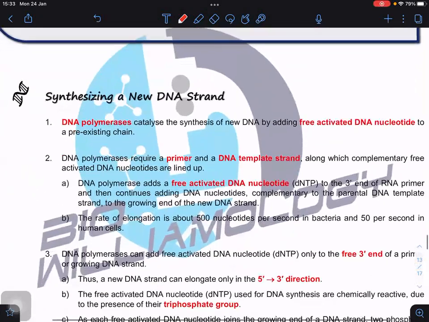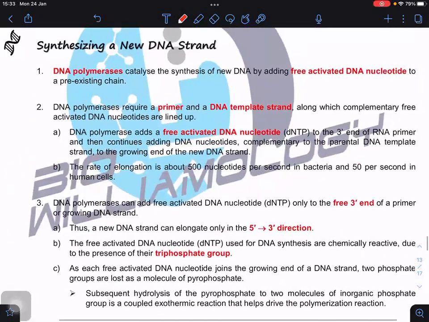So for synthesizing a new DNA strand, the enzyme involved is DNA polymerase. Okay, what they do, they add free activated DNA nucleotides. In the AS syllabus, we say free activated DNA nucleotide. In the A2 syllabus, we can use dNTP. Okay, so what's dNTP? Deoxynucleotide triphosphate. They have 3 phosphate groups, so that's why it's activated, right?